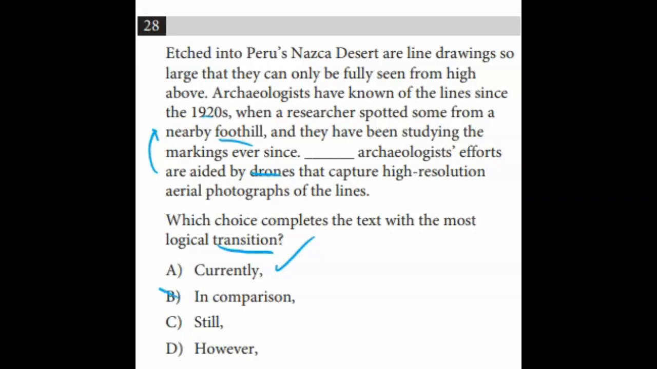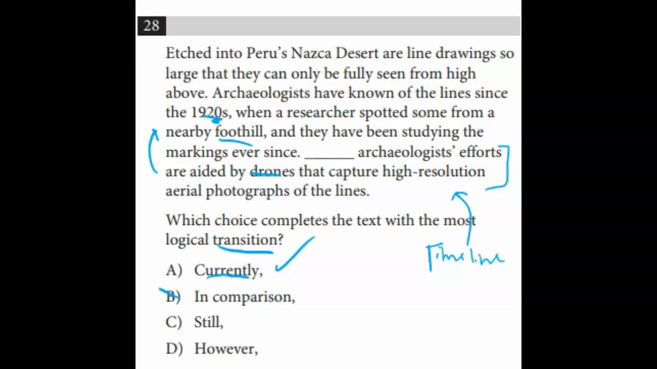In comparison, I don't like that one because I don't think the purpose of this following sentence is to compare. Like, in comparison, archaeologists' efforts are aided by drones. Yeah, because it also doesn't mention the change in timeline. So we need a transition that mentions that in the 1920s you did this, but archaeologists' efforts are aided by drones. Because without that, currently saying that this is happening now, not in the 1920s, it implies that in the 1920s they had drones, which is not true.